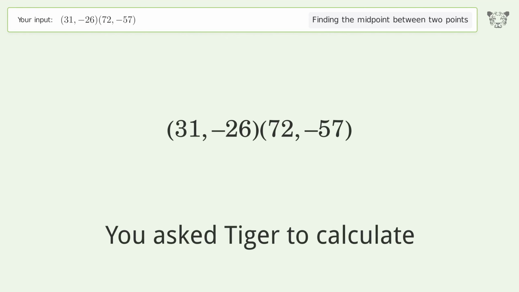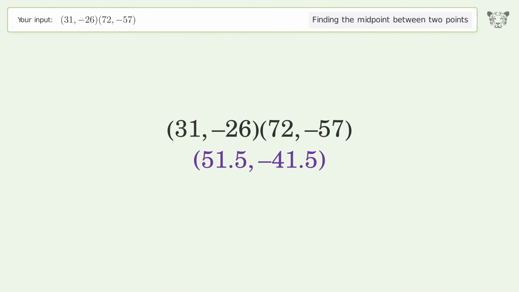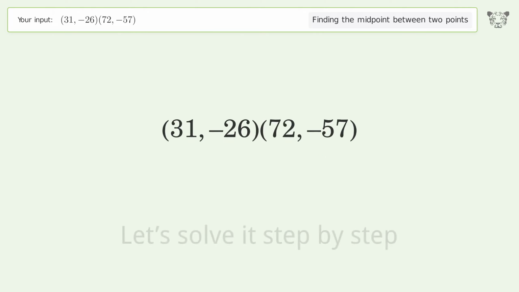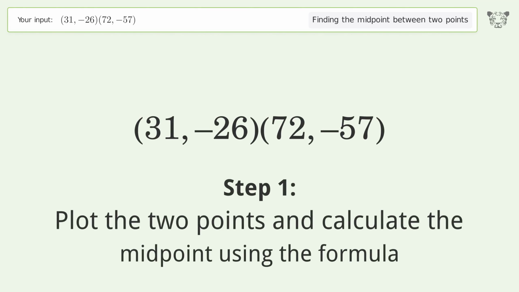You ask Tiger to calculate. This deals with finding the midpoint between 2 points. The midpoint between the 2 points is 51.5, negative 41.5. Let's solve it step by step. Plot the 2 points and calculate the midpoint using the formula.